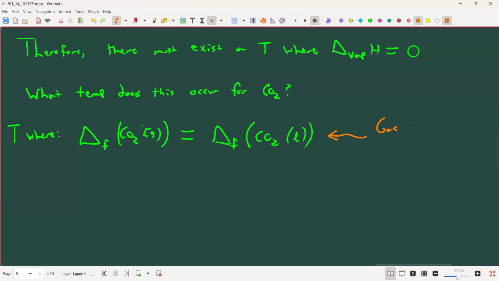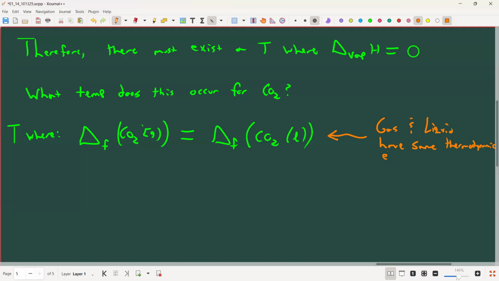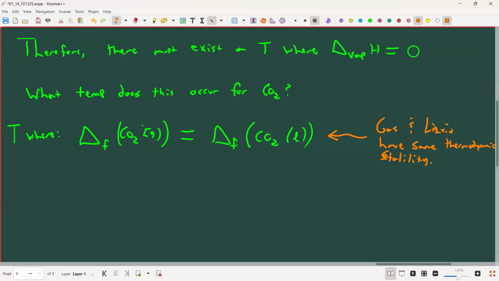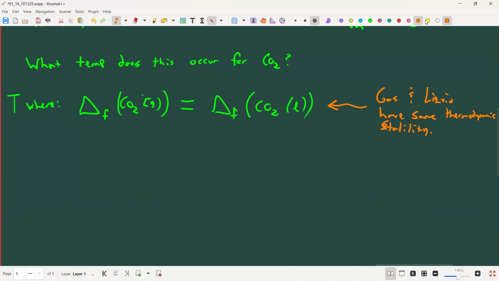By this definition, gas and liquid have the same thermodynamic stability. They have the same amount of heat, same amount of stability, no energy difference. Right? That's very different than at room temperature, where there's a very distinct difference in energy or stability between the liquid and the gas. Now we're at some point where they're exactly the same. So where is this temperature? Well, let's just roughly calculate it.